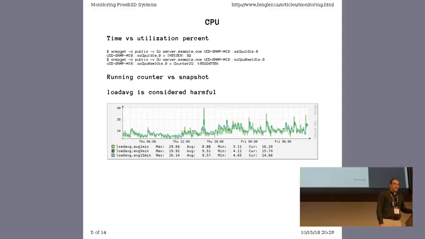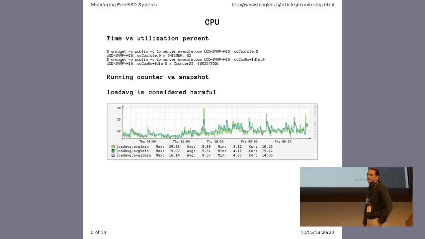So the UCD MIBs are the most useful here because they have your CPU and a whole bunch of other bits of information you care about. And you can get it in two ways. There's the old school way, which is to check the SS CPU idle counter, or number. I have no idea what SS stands for. But this shows you a percentage of how much CPU is idle. You can see there, you get integer 83, 83% idle. Simple to understand, simple to work with, and it's the easiest method.